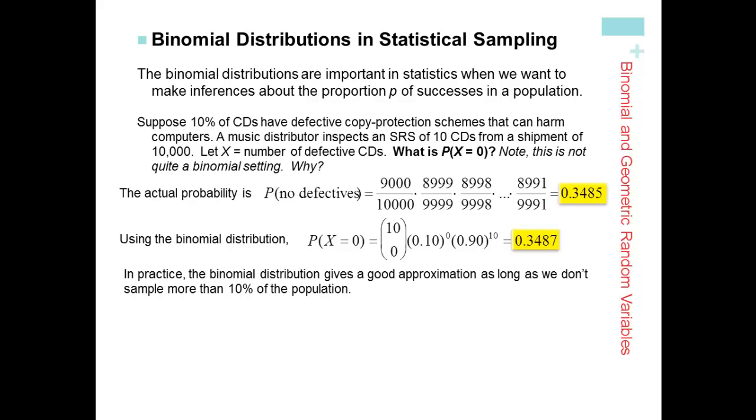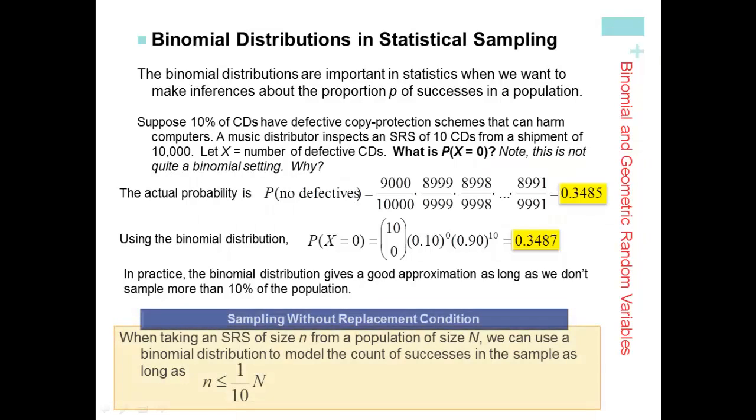In practice, the binomial distribution gives a good approximate value as long as we do not sample more than 10% of the population. This is a rule of thumb formula that you need to have memorized.